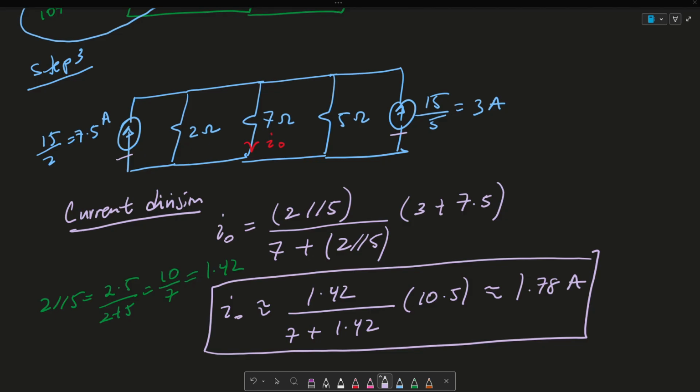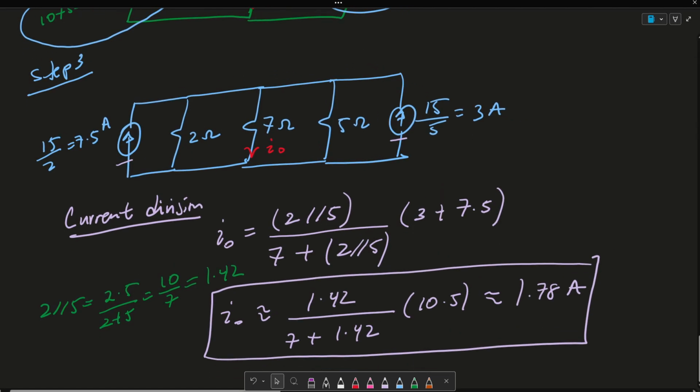Now, I would like to point out that I did use a lot of steps to explicitly show source transformation, but even with these steps, you can see how it's easier to analyze compared to doing things like supernode, mesh analysis, super mesh analysis, and node analysis.